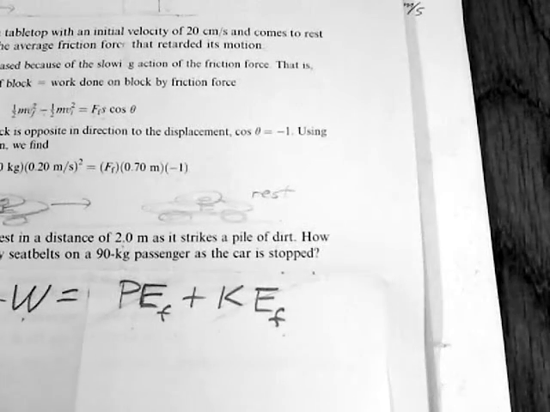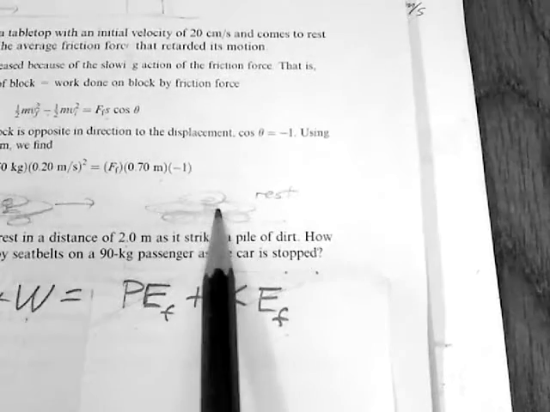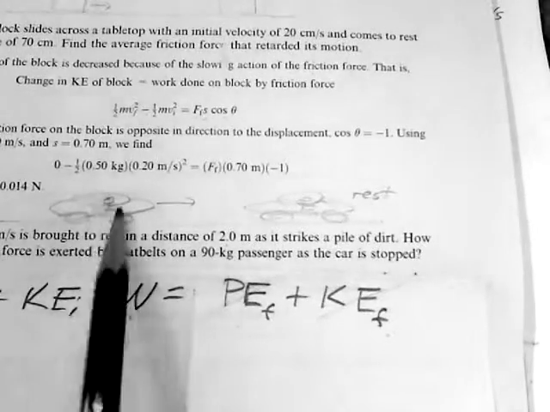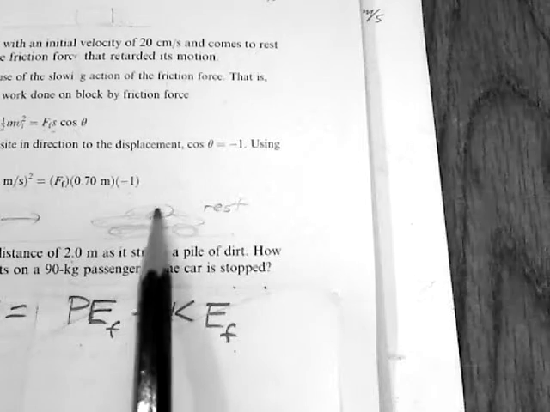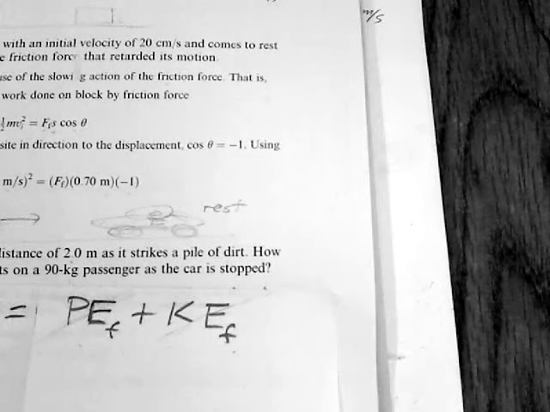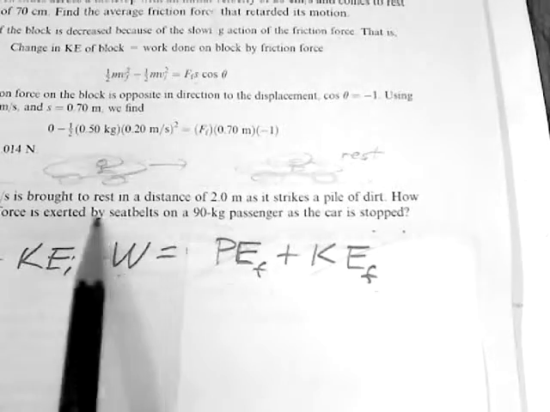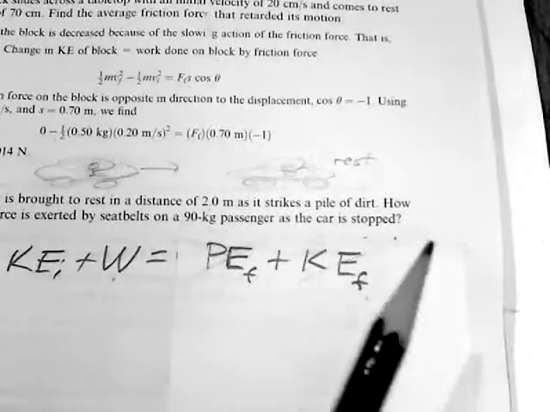The difference between this problem and the previous one is that they are looking at the forces on the person inside the vehicle. The person is traveling at the same speed as the vehicle, so you can make that assumption. And at the end of the collision, the person is brought to rest as well, along with the vehicle. So you're looking at the average force exerted by the seat belts on a 90-kilogram passenger in the car.